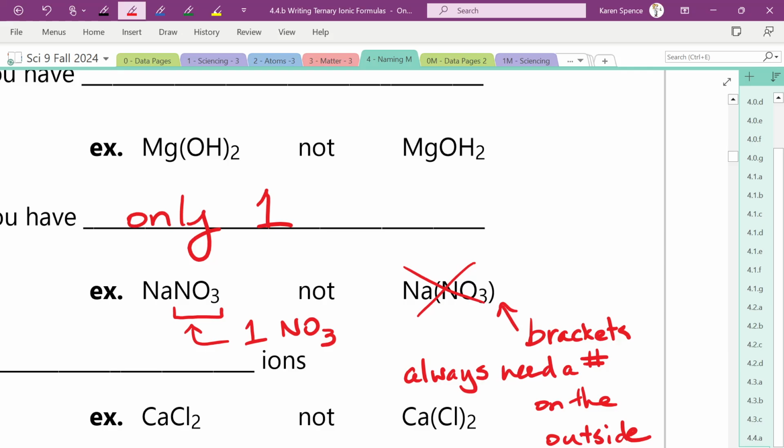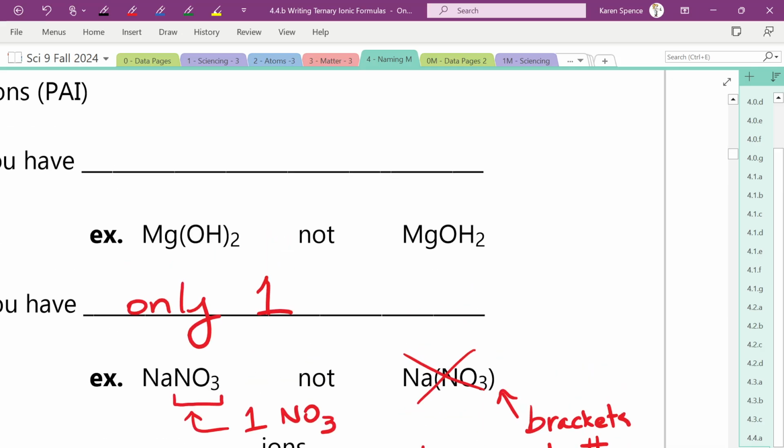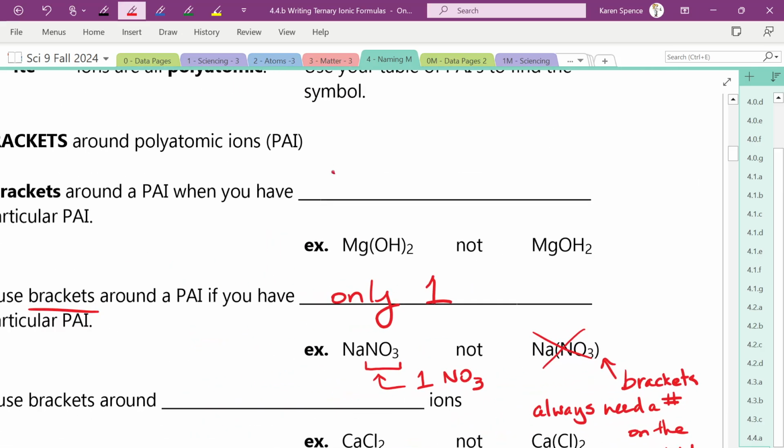Don't put brackets around a single element. Never. Cl2 is just Cl2. Not Cl bracket 2. But you do need to put brackets around if you have two or more of a polyatomic ion. You must have brackets.